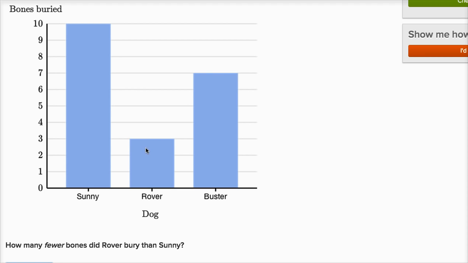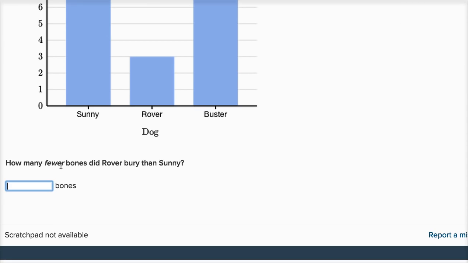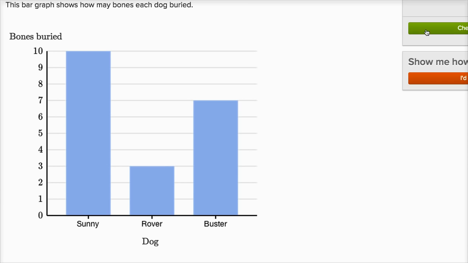So Rover buried 7 fewer bones than Sonny. 10 minus 3 is 7. The difference here is 7. Let's do one more of these.